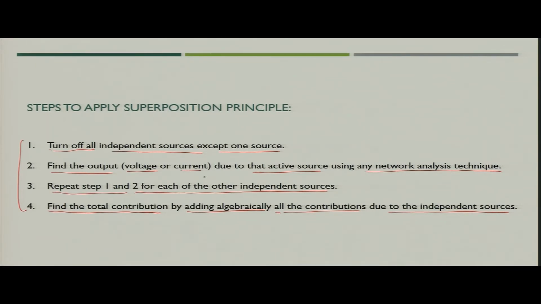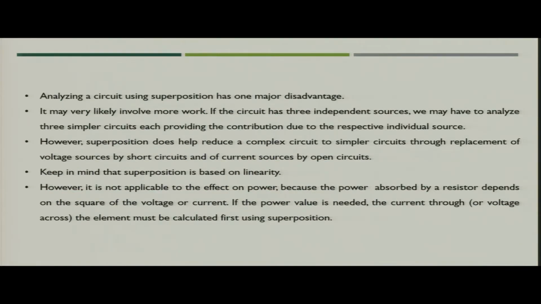So, these 4 steps are utilized to apply the superposition theorem and find out the circuit variables. Now, one major disadvantage you will see when you apply the superposition theorem is that you need to do more work. The reason is simple: when you apply superposition, you have to take one source at a time. So, the same circuit has to be analyzed multiplied by the number of independent sources in the network.